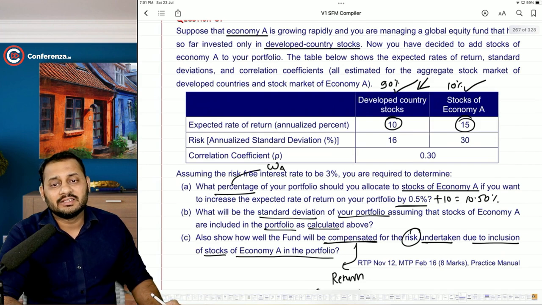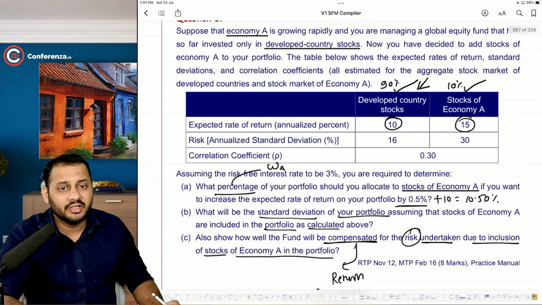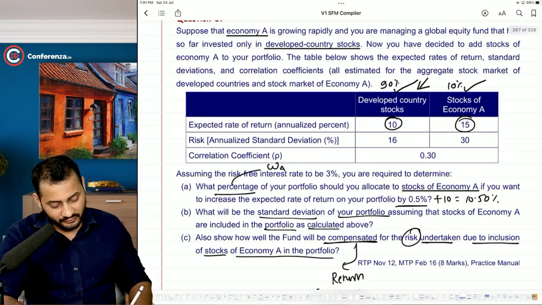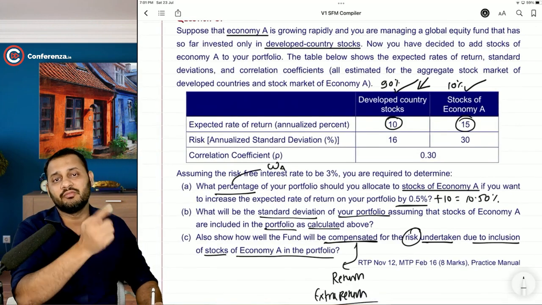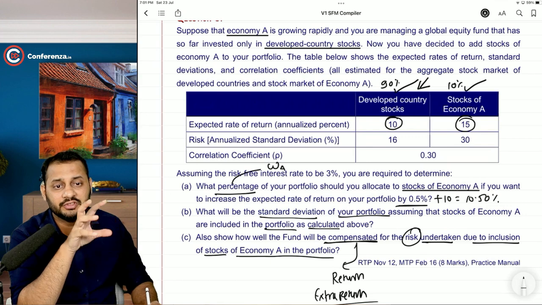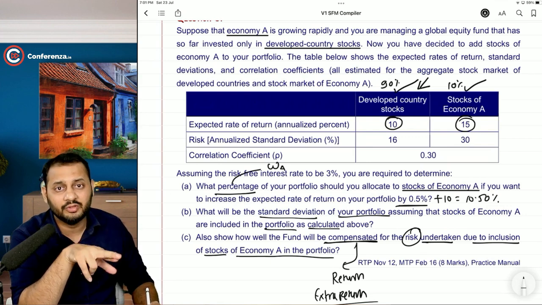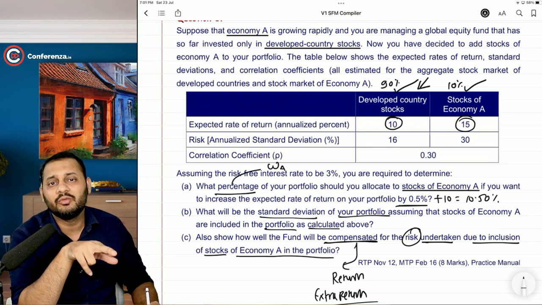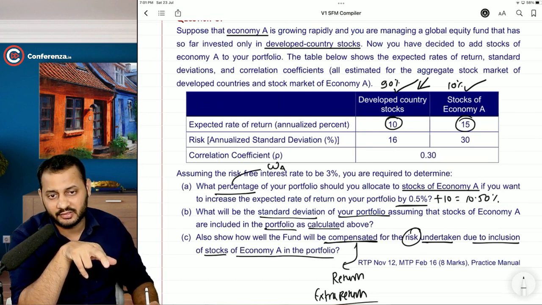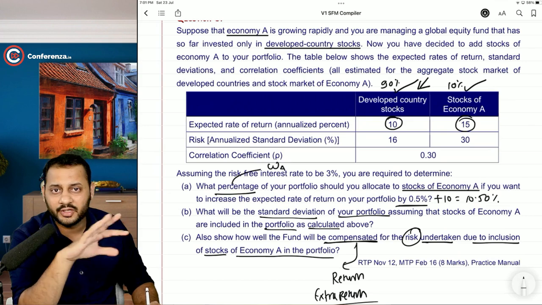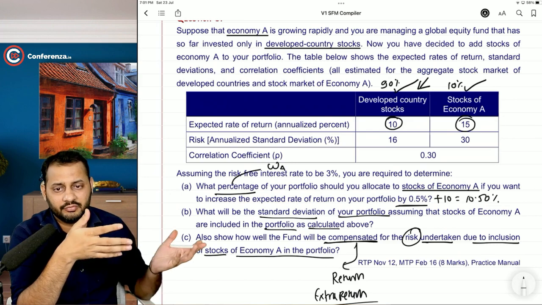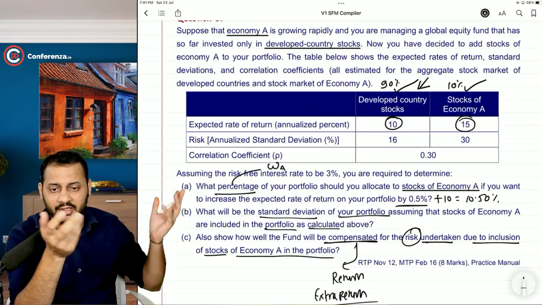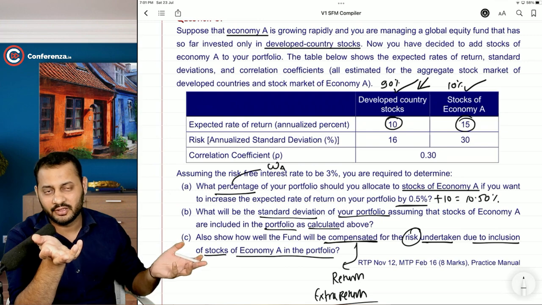And you might say that we can calculate the beta of the portfolio, but no, we cannot calculate the beta right now, because we don't have the correlation coefficient of this developed country with the market and stocks of economy A with the market. The correlation coefficient given in the question is between both of them, and beta cannot be calculated between both of them. Understand the fact. So beta is altogether eliminated. You cannot use the Treynor ratio or CAPM also. So if this comes to your mind, well and good. Otherwise also well and good. We cannot help it.